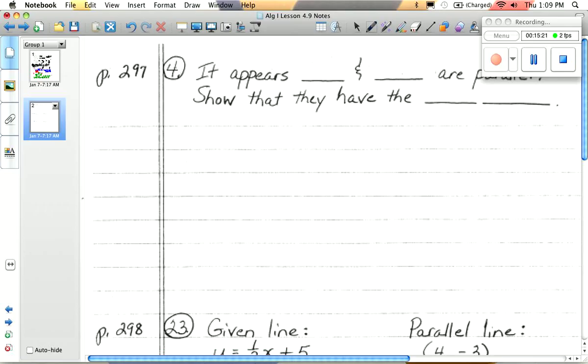And how are we going to prove that? They have the same slope. If they have the same slope. So, what are the two sides that appear to be parallel? AD and BC. Okay, so line segment AD and line segment BC are the ones that we think are parallel. It appears that they are. So we're going to show that they have the same slope.